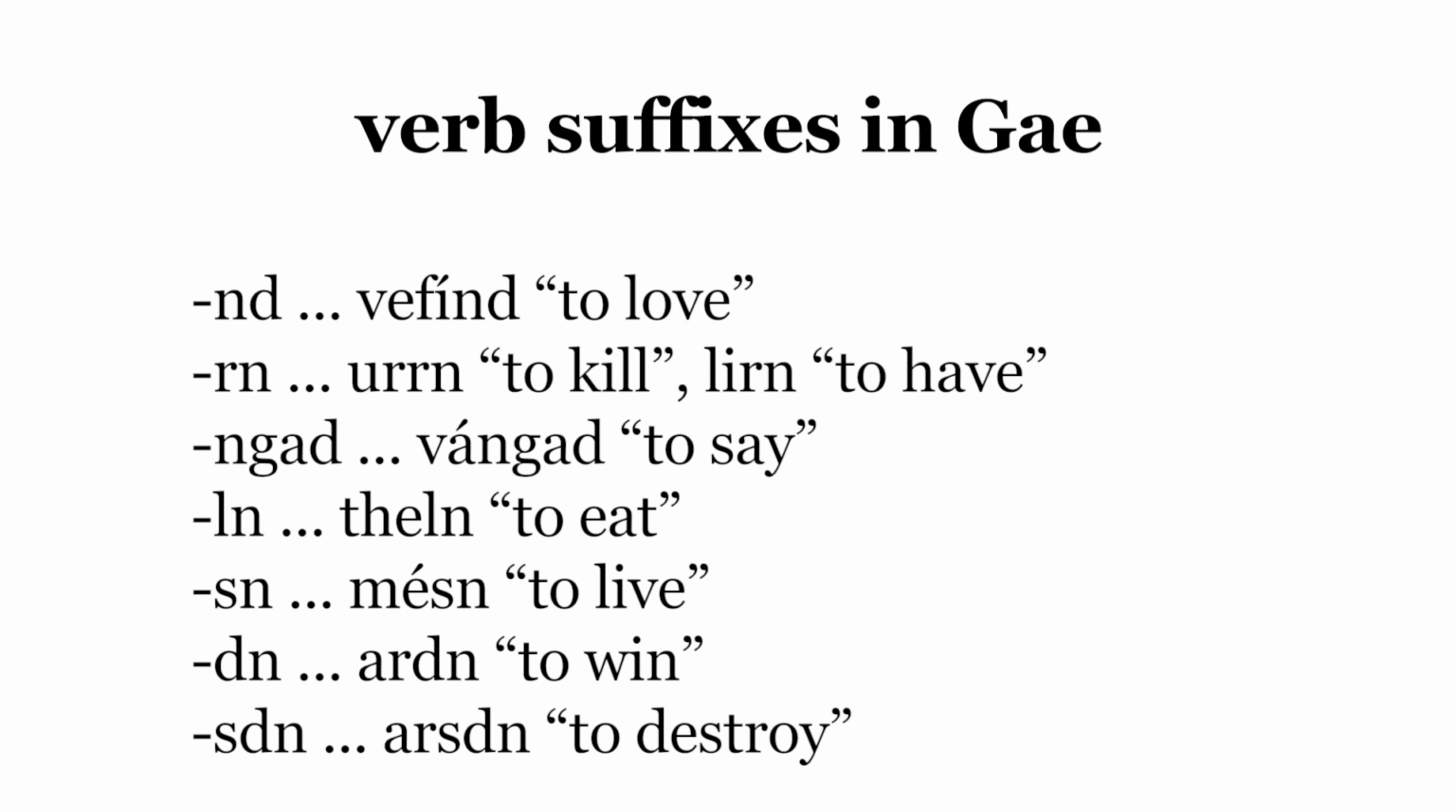Let's see the 7 patterns of Guy verbs first. Nt as in bevindt, love, ren as in worden, kill, pronounced R, and lian, have, which has unpronounced R. Nat as in venat, say, len as in selen, eat, sen as in mason, live, den as in arden, win, sten as in aston, destroy.